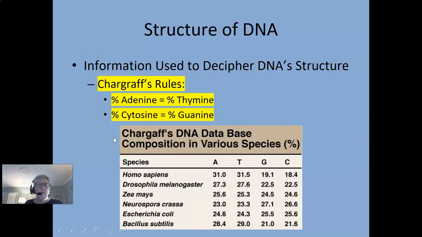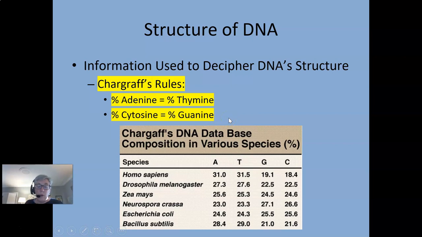All right, so the information that was used to figure out the structure, the first one is called Chargaff's rules, and that is something that was observed when they were figuring all this out. If you look at this table with all these different species, they observed that the percentage of A is always almost the same as the percentage of T. So these are the bases: adenine, thymine, cytosine, and guanine. And we'll get to that again in a second.